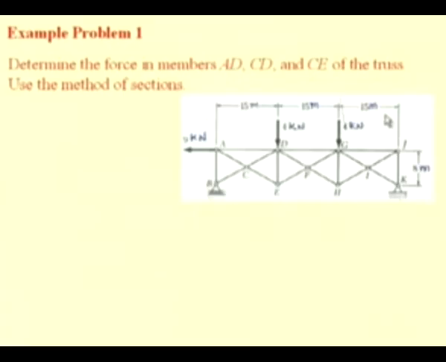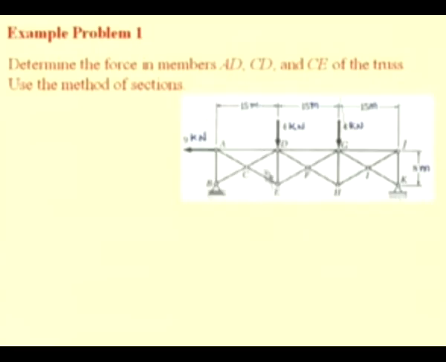Let us consider this truss ABJK, which is a simple, planar truss, connected by a roller at joint B and by a pin connection at joint K, with certain applied loads, say 4 kilonewton at D and 4 kilonewton at G. The various dimensions and geometry of the truss are given. Let us say we are interested in determining the forces in the members AD, CD and CE only.